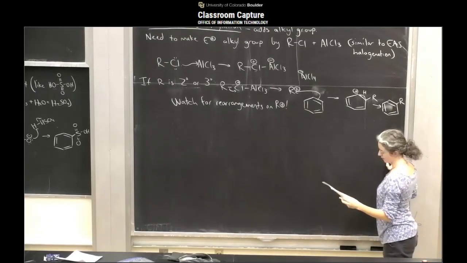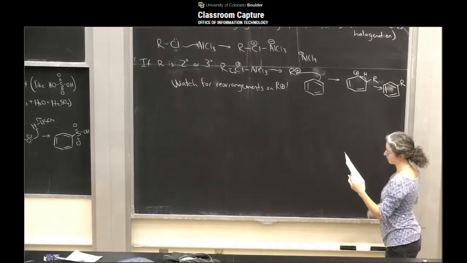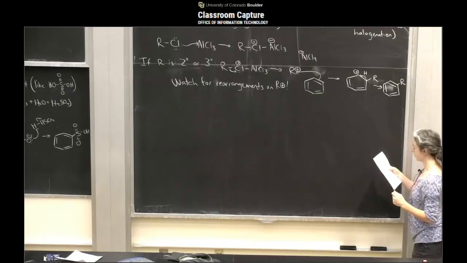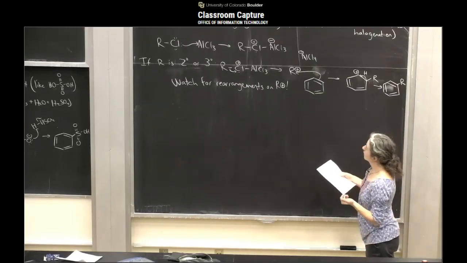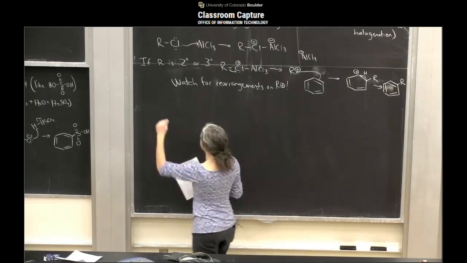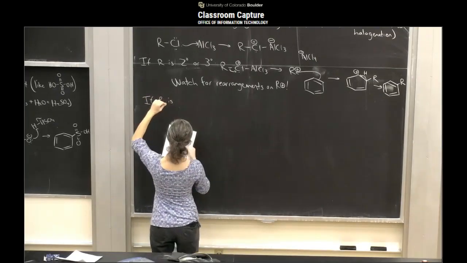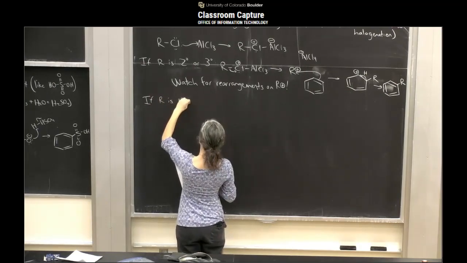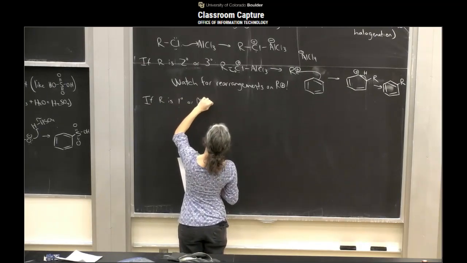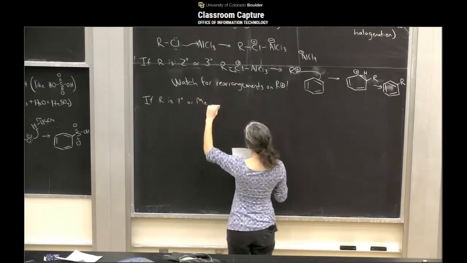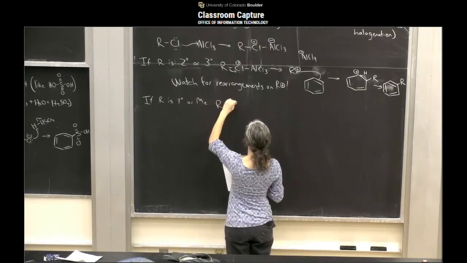Okay, so we'll cover some pitfalls of things going wrong there. But as kind of another option that I'll cover first, if R is primary or methyl, then it doesn't actually form the full carbocation.